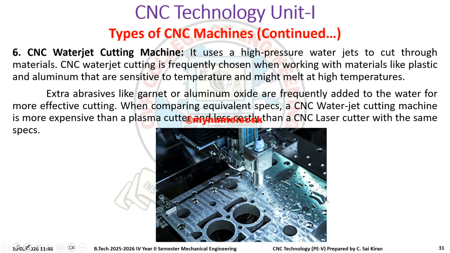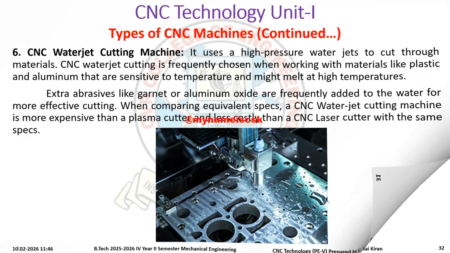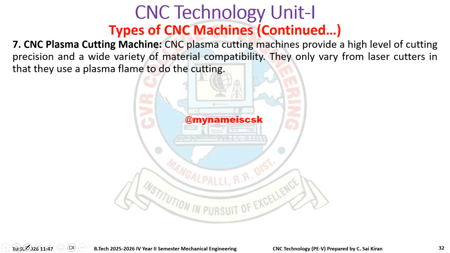We can add an extra abrasive like garnet or aluminum oxide so that we can perform a very effective cutting operation. And water jet cutting machines are more expensive than plasma cutting and less soft than CNC laser cutting at the same specifications. Next, plasma cutting.